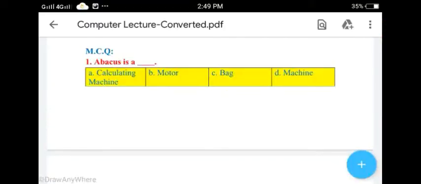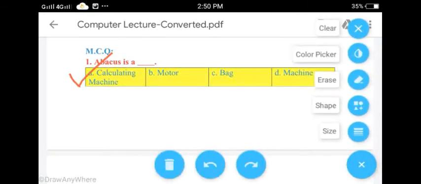Let's talk about some questions in this section of MCQ. Our first question, what is abacus? A calculating machine, motor, bag machine. So we can easily understand from our previous classes that abacus is a calculating machine. So we can put tick mark on A. Now let's see another question.